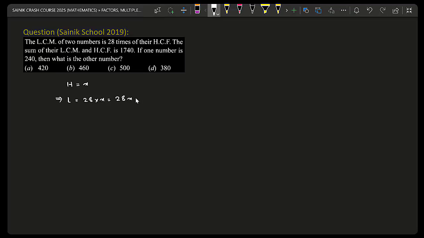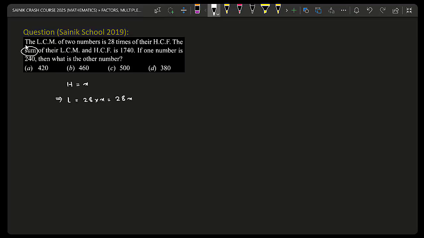Now HCF into LCM equals the product of two numbers, we have to write 28x into x equal to... It's not 28X into X, because they gave the sum of LCM and HCF, not the product of LCM and HCF.